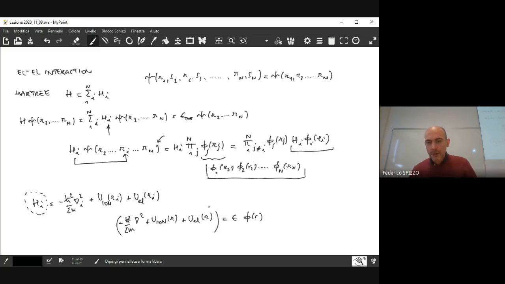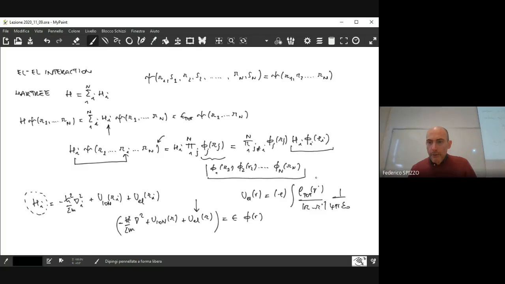So we switch from an n electron problem to a one electron problem. What is the residual difficulty that we have in this approach? The residual difficulty is due to the evaluation of U_L, because U_L of R is equal to minus C, the integral of the total charge density in position R prime divided by R minus R prime.